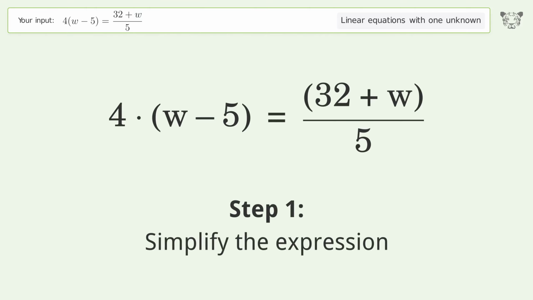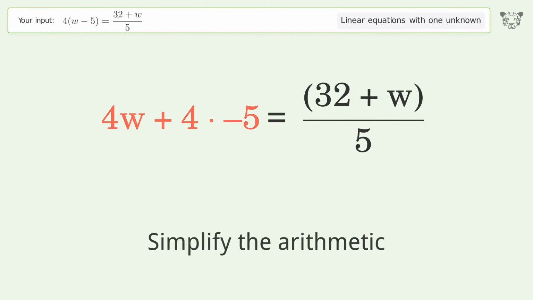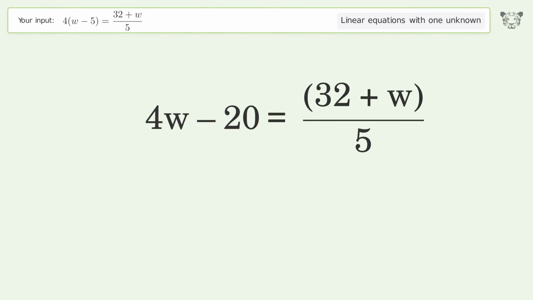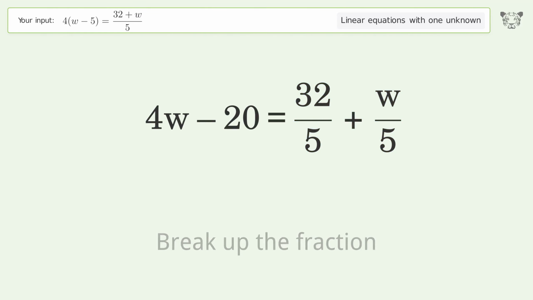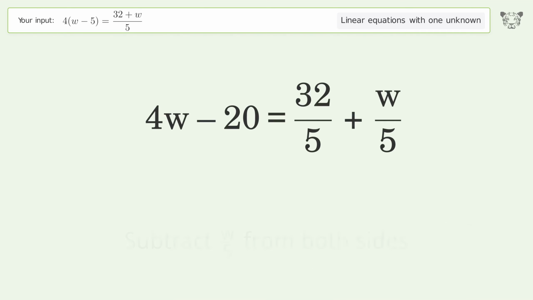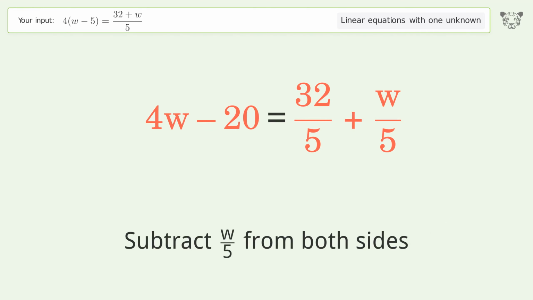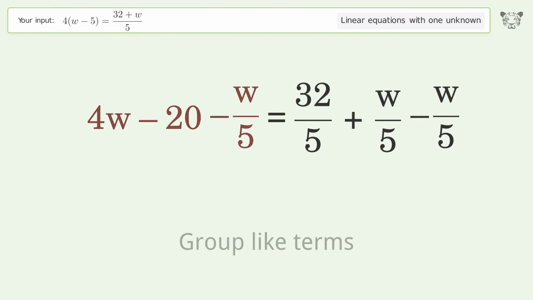Simplify the expression. Expand the parentheses. Simplify the arithmetic. Break up the fraction. Group all w terms on the left side of the equation. Subtract w/5 from both sides. Group like terms.